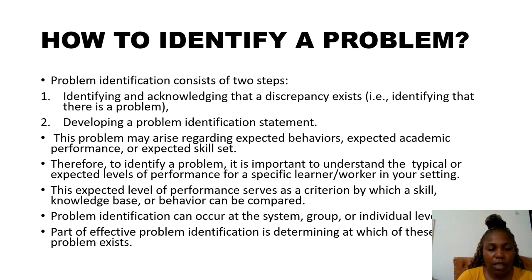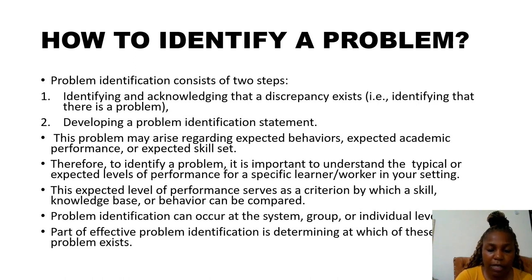Then when you go into the workplace now, there's this kind of behavior which you start to do, which is the observed performance. So you would want to analyze the expected levels of performance versus the ones which you are doing, the observed level of performance. That's where you can identify the gap, if there is one. This expected level of performance serves as a criterion by which a skill or a knowledge base or a behavior can be compared. So problem identification can occur at the system, within the system of the school, right?